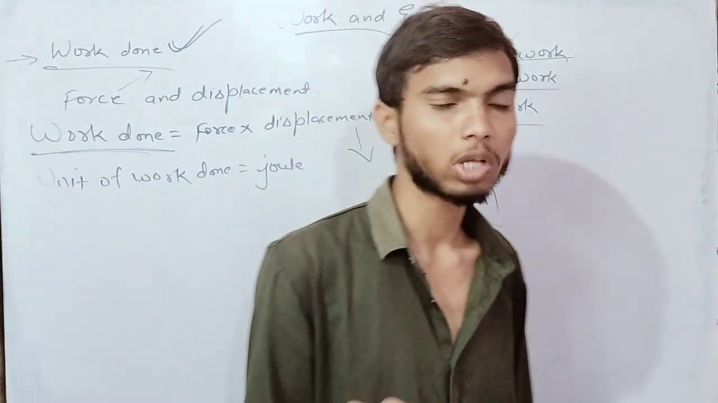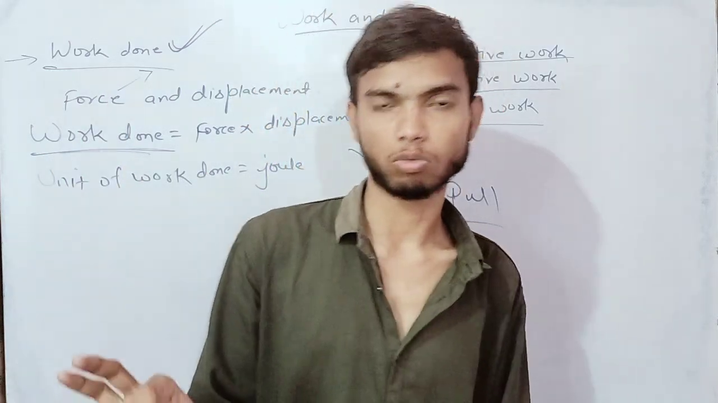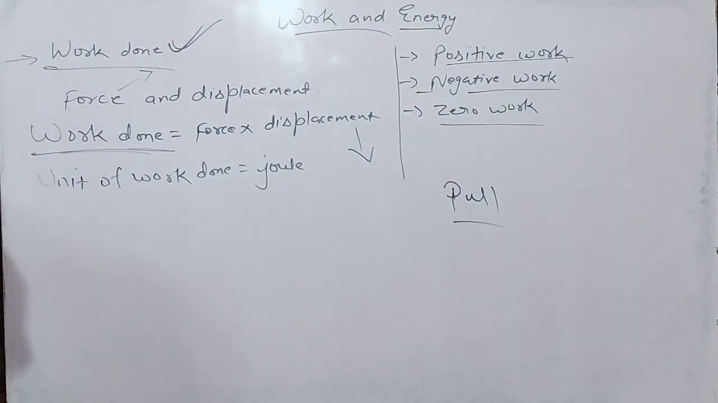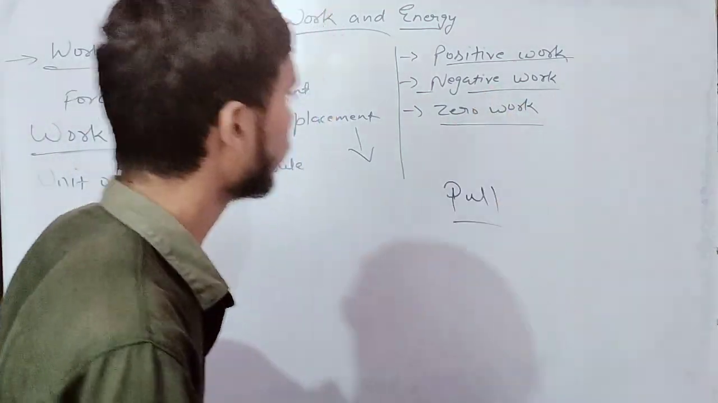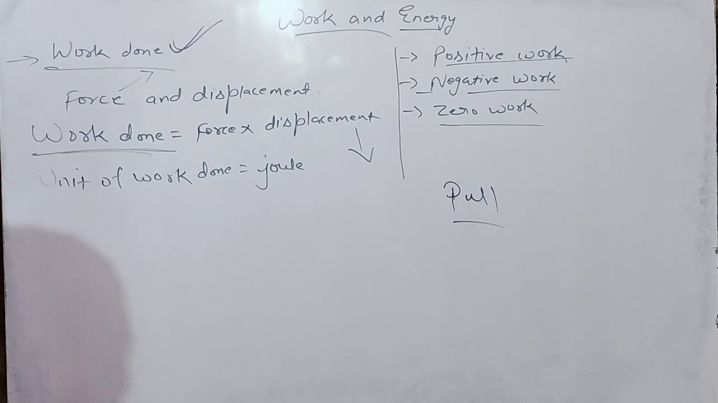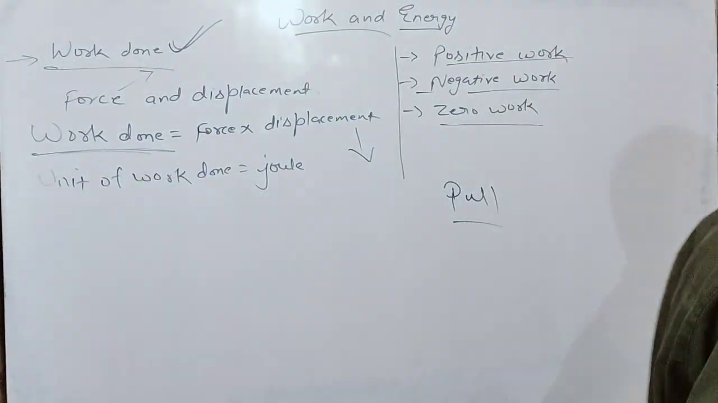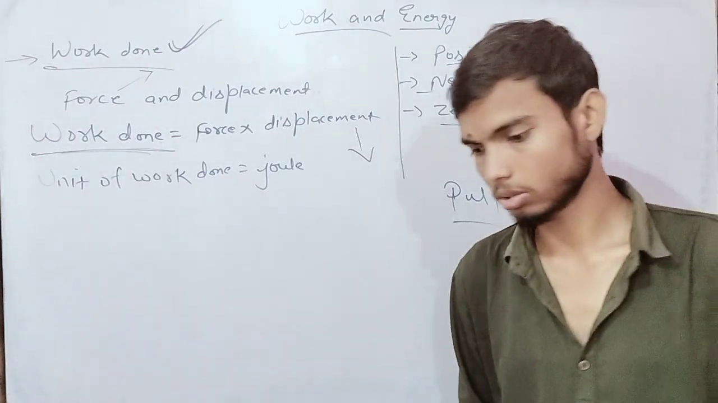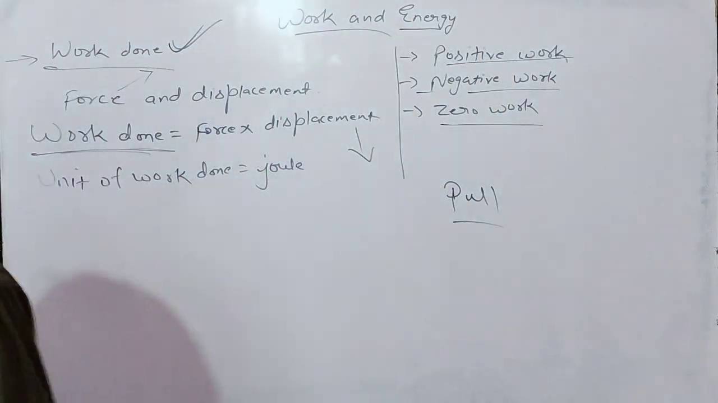Without forcing, an object cannot move. Yes, external force is required to move an object. Here, work done, this is a formula: force multiplied by displacement. As we saw, to define work done, we should have applied force and covered displacement. Clear? We understood types of work.